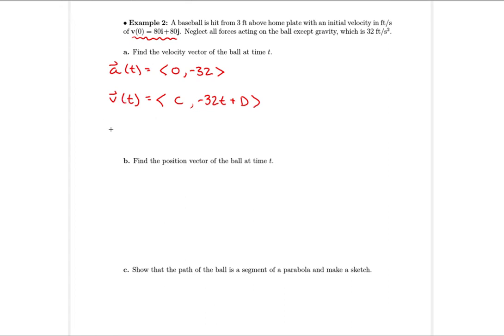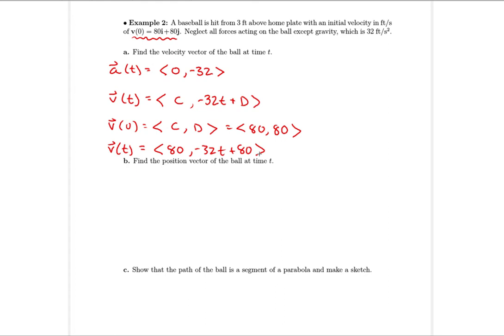So I know, for example, that v of 0, according to this formula, is ⟨c, d⟩. But then I also know from up here that that's equal to ⟨80, 80⟩. So what that tells me is that both those constants c and d are equal to 80. So that means that my velocity vector has to be ⟨80, negative 32t plus 80⟩.